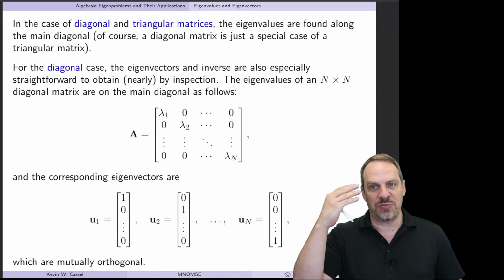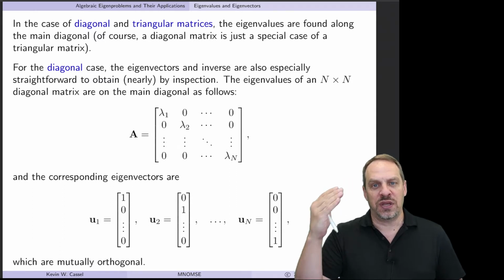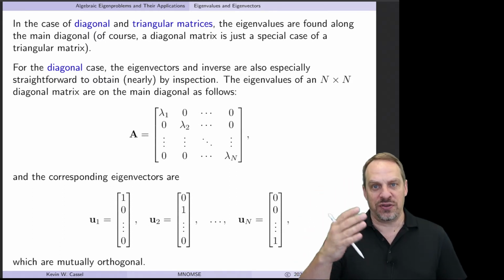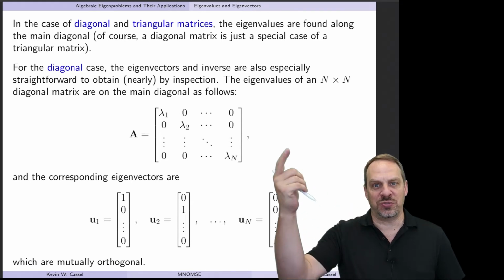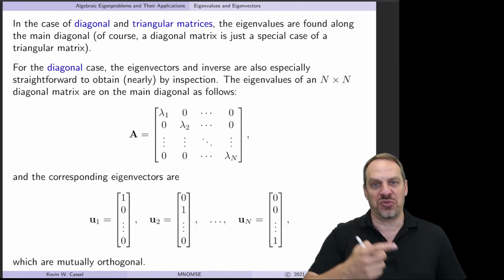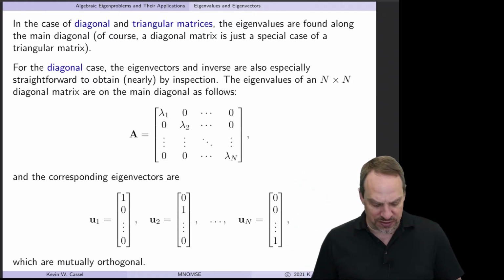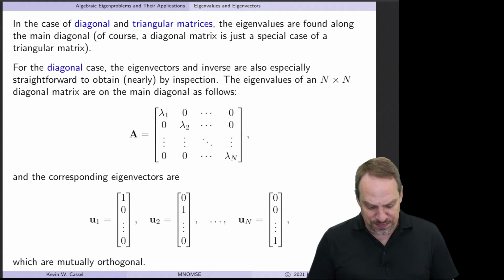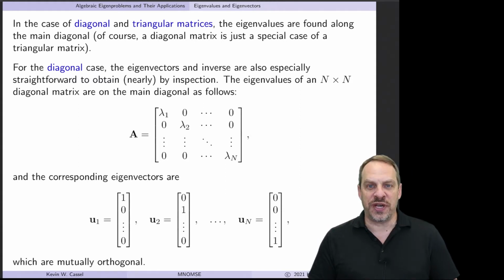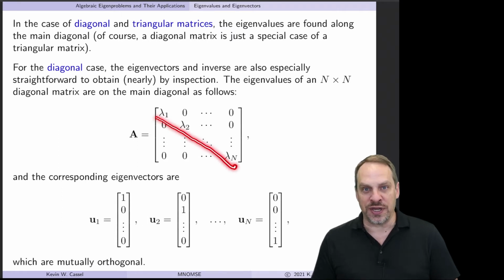So if you think about a 3 by 3 case and you imagine getting the characteristic equation, you'll quickly realize that the only terms that you get in the characteristic equation are from the products along the main diagonal. So that's very handy. It's also the case for diagonal matrices that getting the eigenvalues and the inverse are very straightforward. So as we just said, for a diagonal matrix, the eigenvalues are sitting on the diagonal.